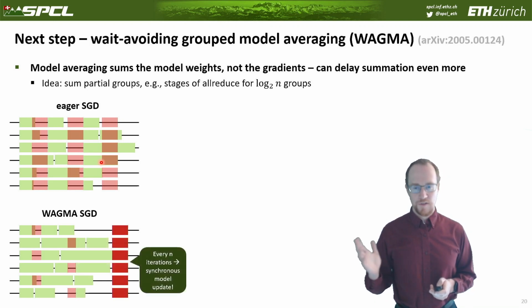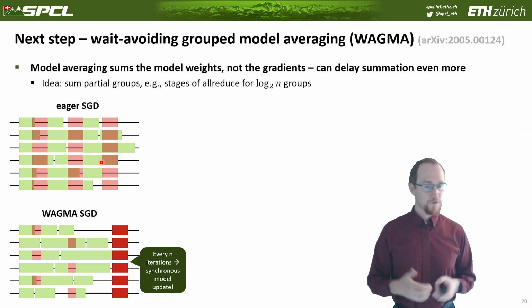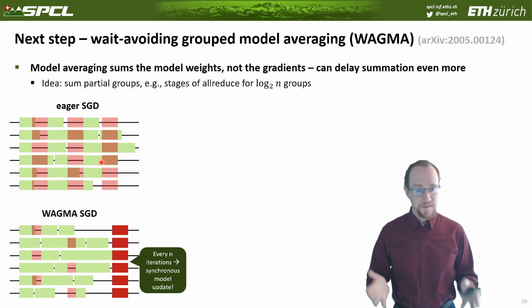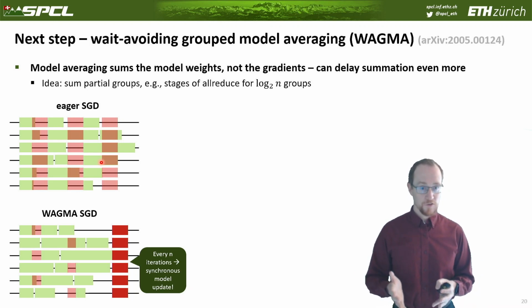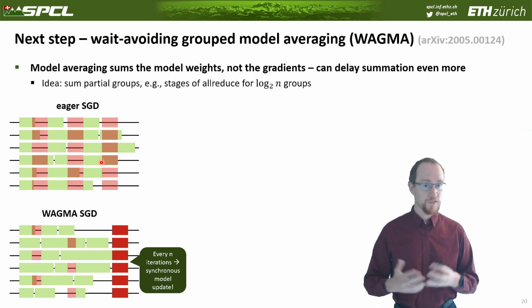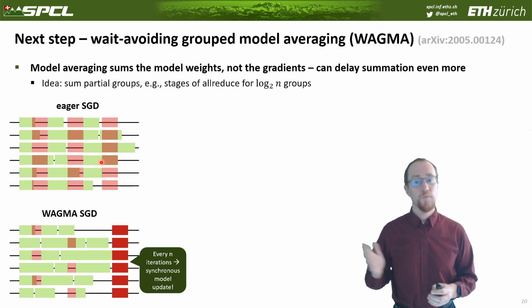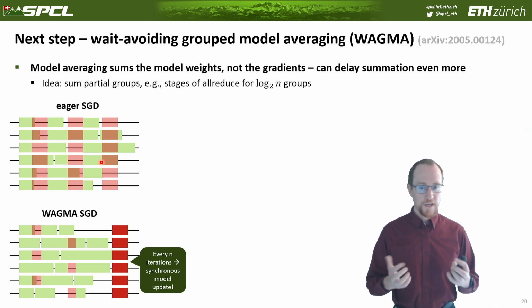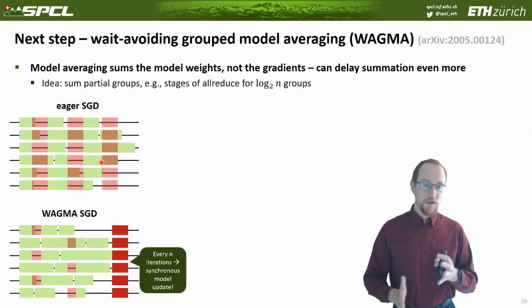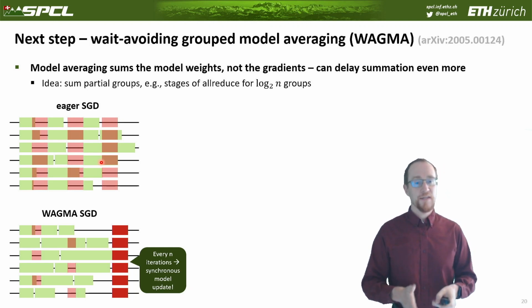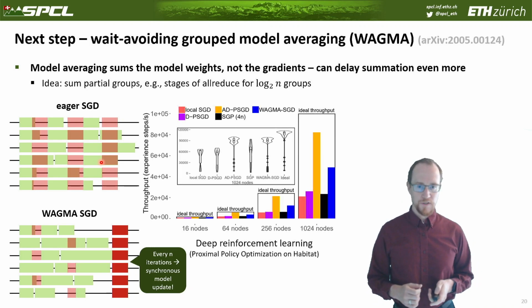And then after several of those iterations, we run a completely synchronous sum. So again, we are saving communication overhead and synchronization overhead in this case. Before, in the eager SGD, we just saved synchronization overhead. We still have the full communication. But here in WOGMA SGD, which is the weighted average group SGD, we're essentially only running this in groups, and then every now and then we run a full synchronization.